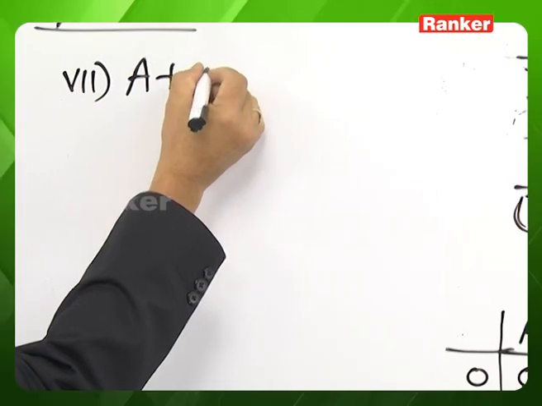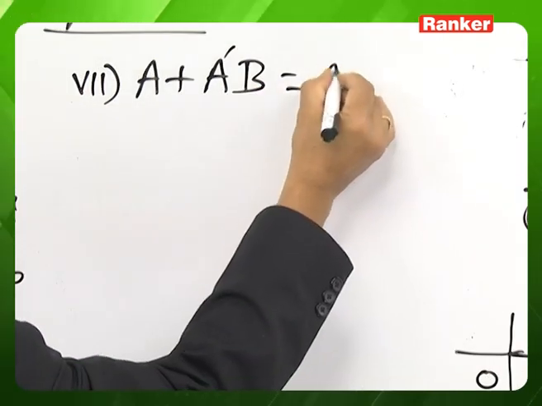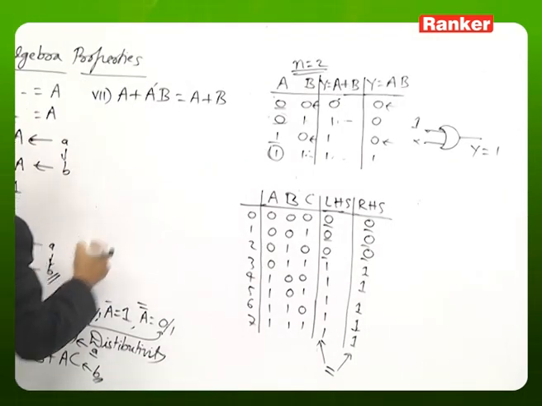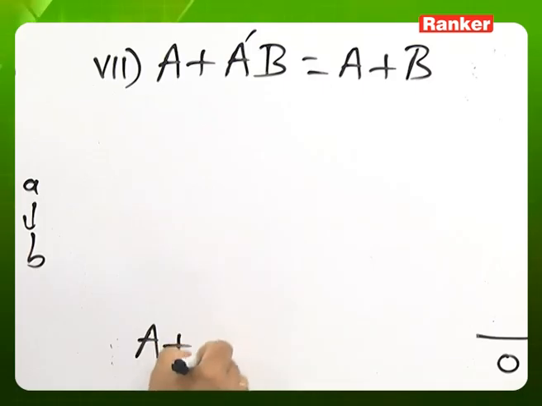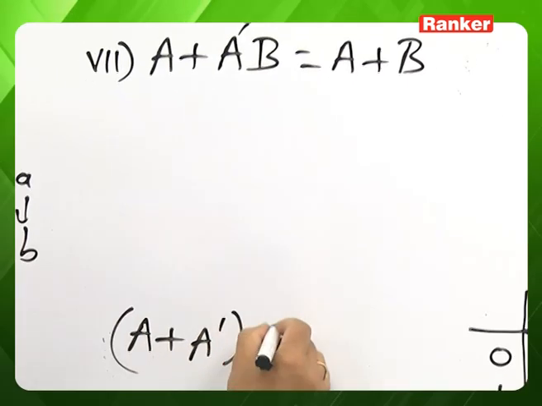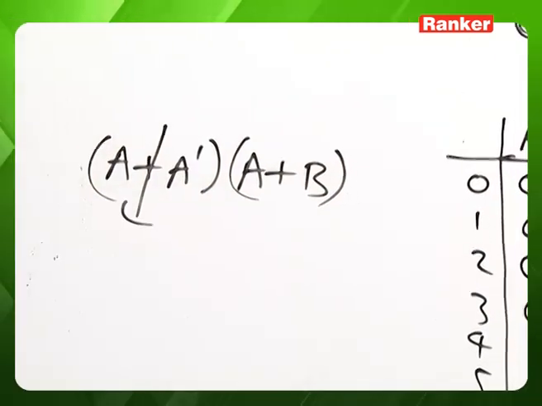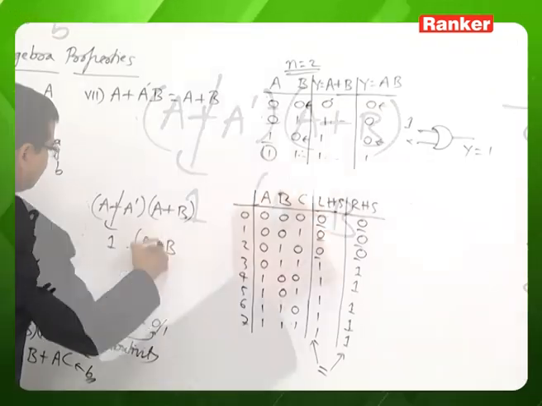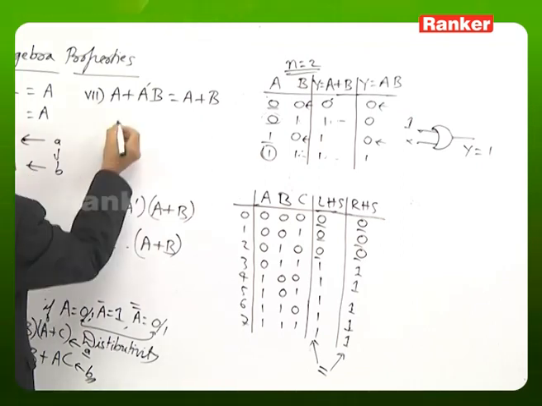A or with A complement B is the same as A or with B. We can prove this easily by using distributivity and a few other earlier properties. We look at A or with A complement, and with A or B. A or with A complement, using the fourth property, we know is 1. So, 1 and with A or B. So, 1 and with anything is anything, which is A or B.